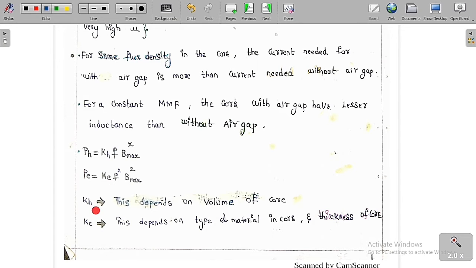Where Kh is called the hysteresis coefficient, it depends upon the volume of the core. So the more the volume of the core, the more will be the hysteresis losses. And Ke is called the eddy current coefficient. This depends upon the type of material you choose for the core and also the thickness of the core.